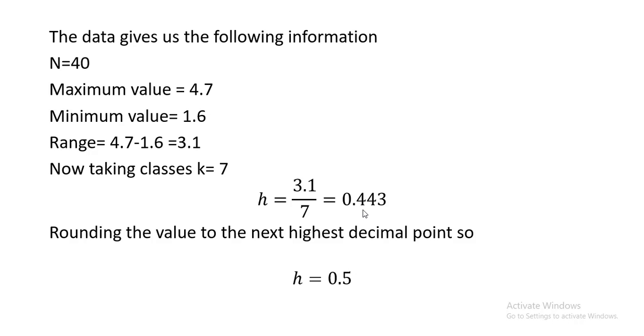Let's say if we have value 0.12, that will be rounded to 0.2. This only works when the data given is continuous. So we know that in this example the data we are dealing with is continuous data. It's in decimal points data. Alright, so height is 0.443, the next decimal point after 0.443 is 0.5, so the height taken is equal to 0.5.